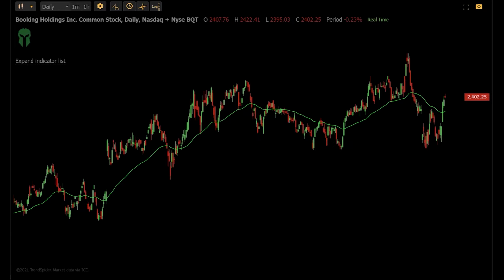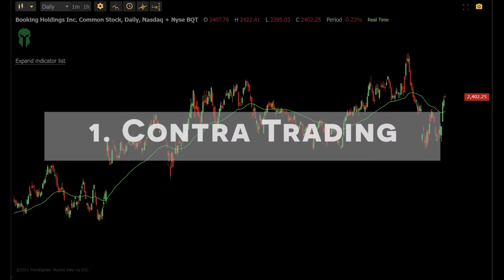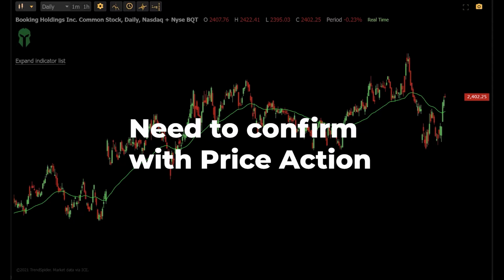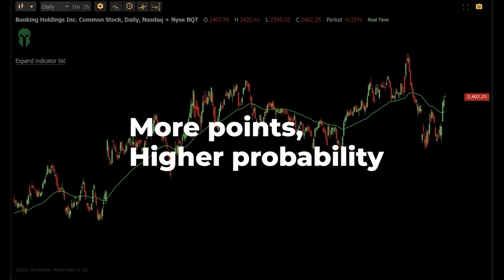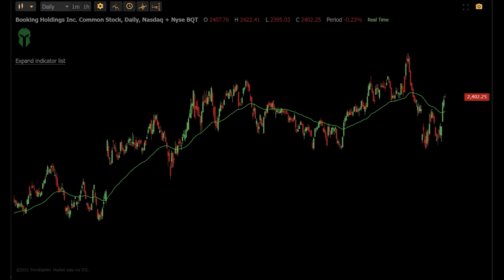Now, there are two ways to utilize this. The first way that we're going to go over is simply trend trading. The second way is going to be contra trading, or what is referred to as reversal trading. But we're going to start with real live examples of trend trading. As we do this, I just want to stress again, you need to confirm this with price action through candlestick patterns, trend lines, and support and resistance. The more points that you can overlay, the higher degree of probability that the trade is going to work. So let's go through a couple of examples on how you can use this trading strategy.